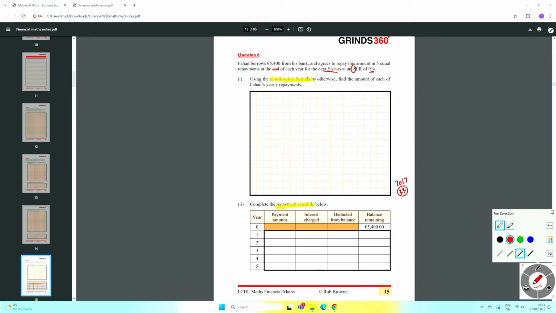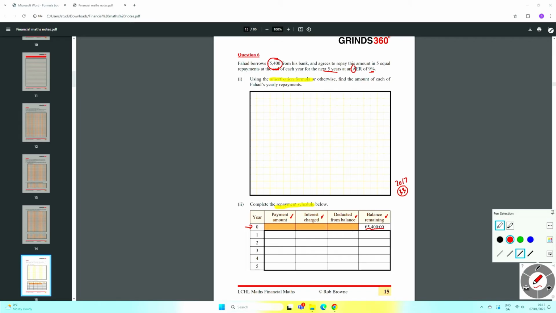So he has asked one of these before, and it's not a difficult calculation, but students struggle with it because I think a lot of students haven't been shown how to do it. So your table looks like this. You can see the 4 columns here: the payment amount, the interest charged, the amount deducted from the balance, and the balance remaining. At the beginning of year 1, that's year 0 if you like, that's when Fahad gets his loan, so he now owes the bank 5,400, the amount he borrowed.